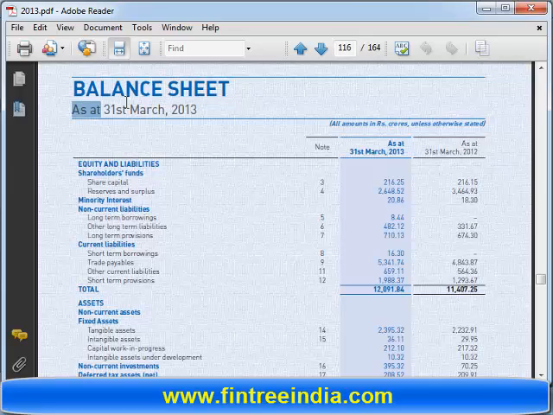Okay, so write down a sentence. Balance sheet is true only on one particular day. In fact, within the day also you can have different balance sheets. So this is the closing balance sheet of that particular day, 31st March 2013.